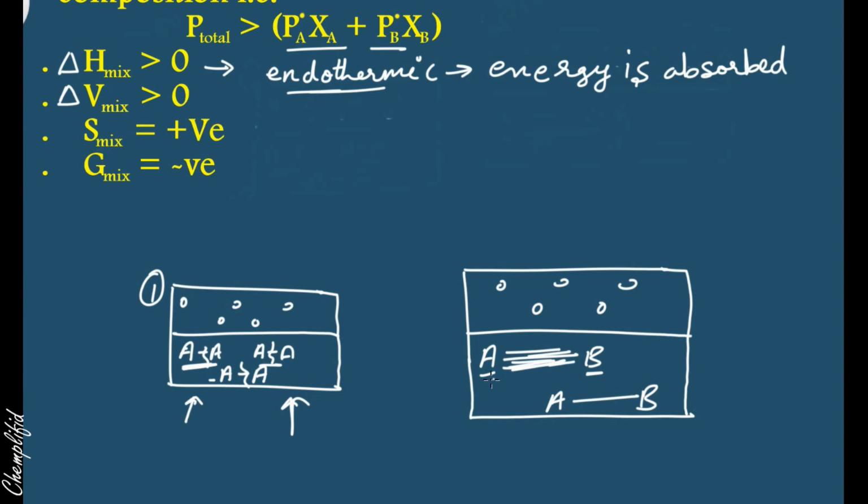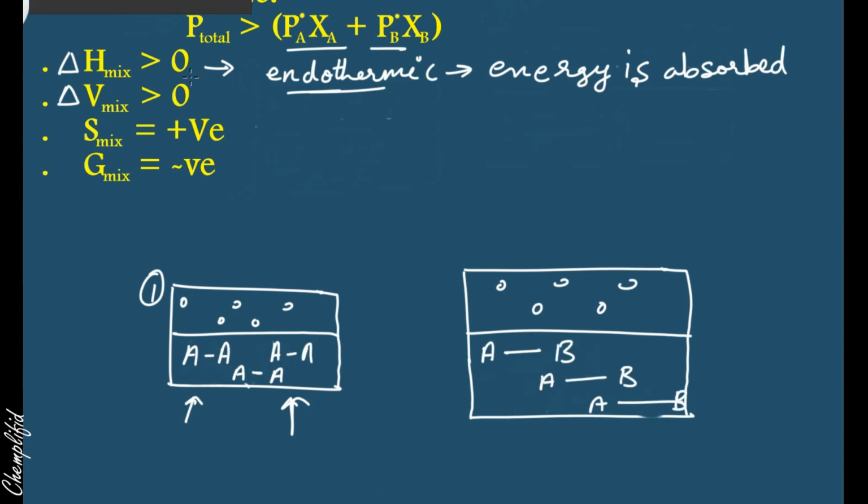Also, the bond formed between A and B is weak, right? It is weak because it is formed by providing energy. No energy is released in the formation of bond A and B. Now we will talk about why delta V is greater than 0, right? Now, what is the meaning of delta H? Change in enthalpy. The change in enthalpy is greater than 0 because energy is provided.